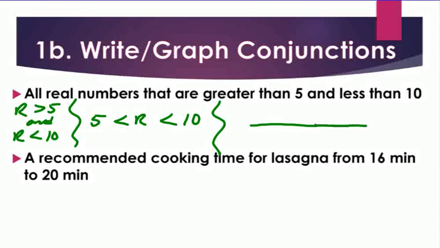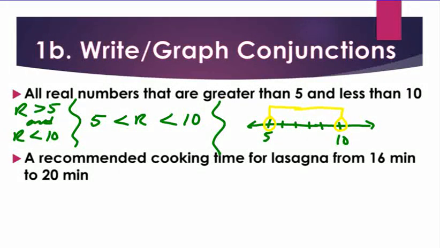Graphing it. I have 5 here. Do 5, 6, 7, 8, 9, 10 would be here. We have open circles because it doesn't equal. So it's got to be greater than 5, but less than 10.